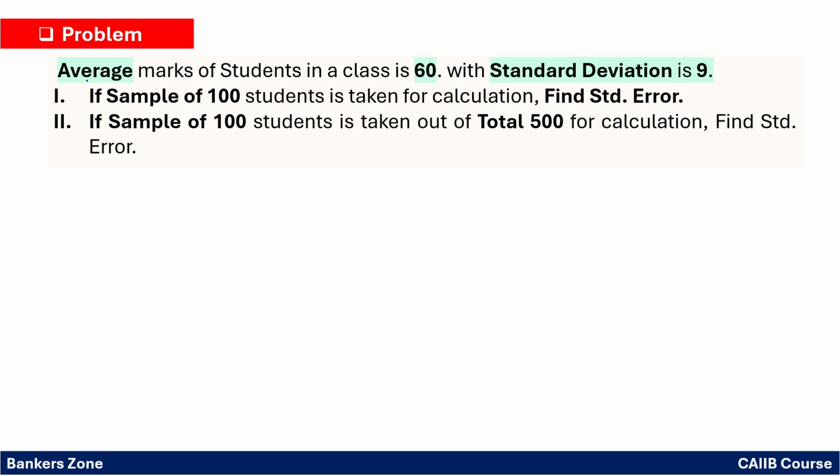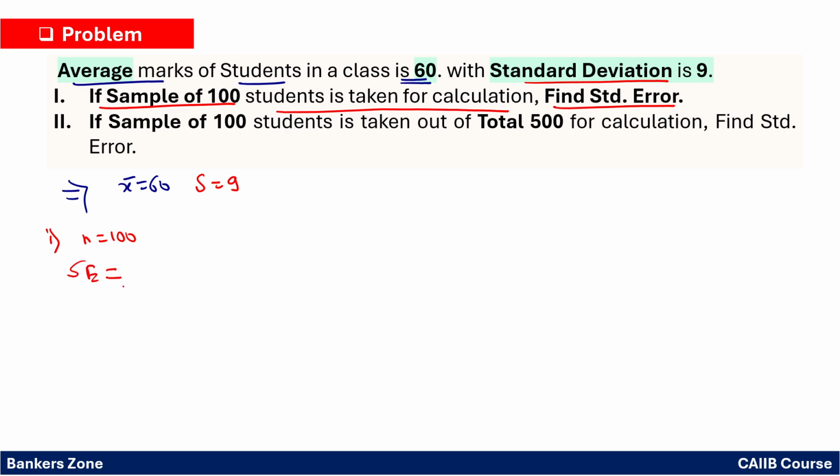The average mark of the students in a class is 60. When they talk about the average marks, that means x bar is 60. Standard deviation is 9, so sigma is 9. Now they are asking: if the sample is 100, small n is equal to 100. A sample of 100 students is taken for the calculation. Find the standard error.